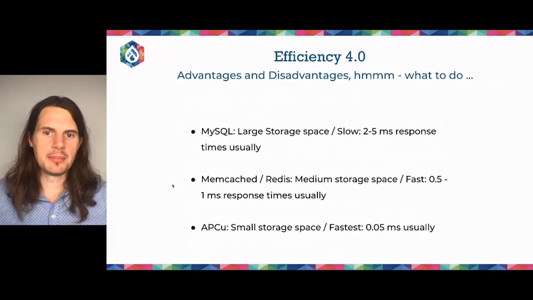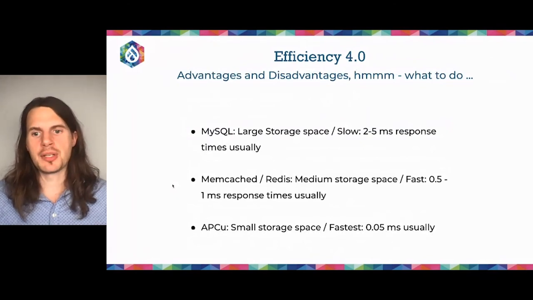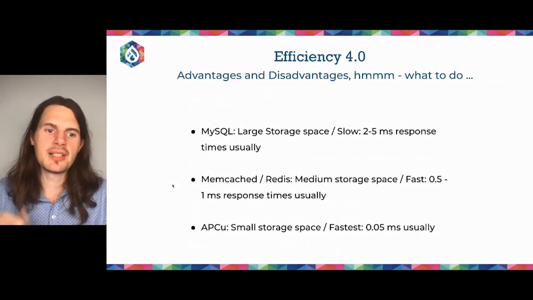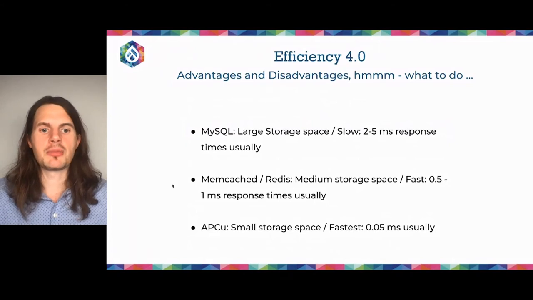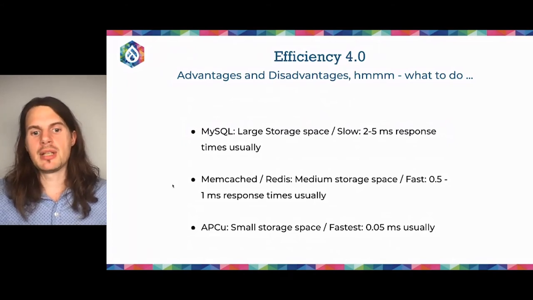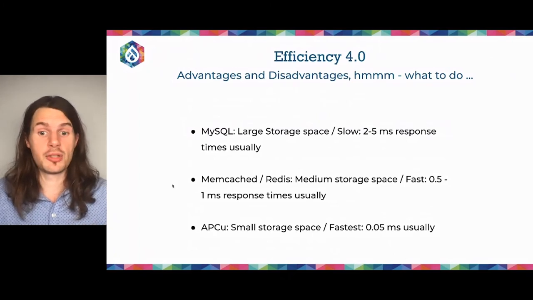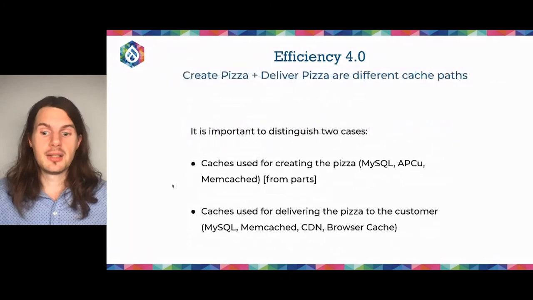So MySQL has large storage space, with a 2 to 5 millisecond response time. Memcached or Redis has medium storage space, and it's fast, 0.5 to 1 millisecond response time. APCu is small storage space, but it's fast. There can be response times like 0.05 milliseconds. It's really freaking fast.